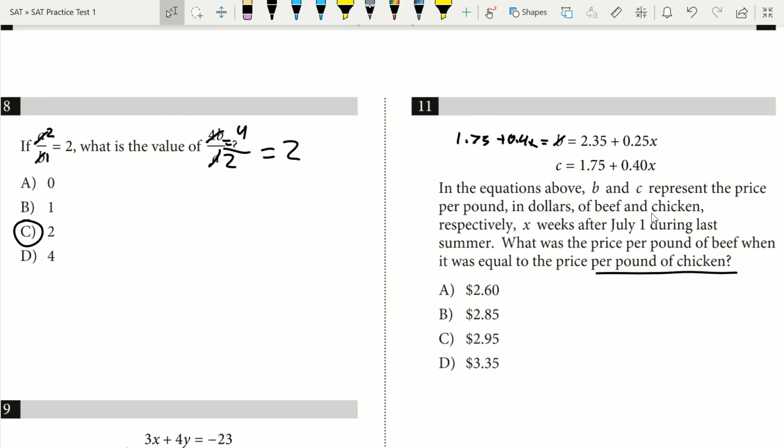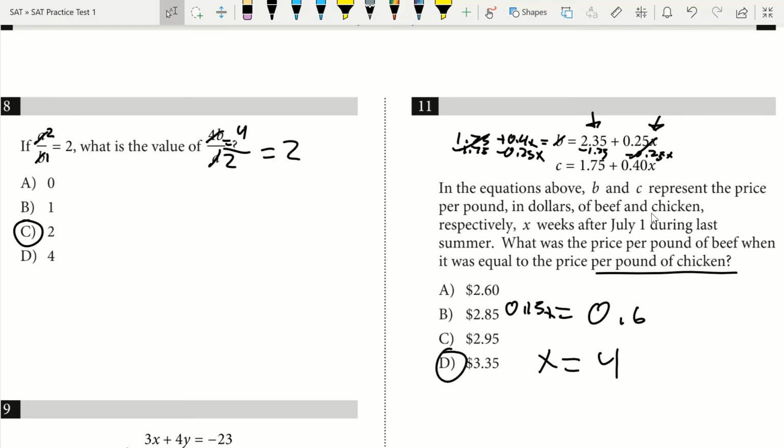So I'm going to go ahead and subtract 1.75 from each side. 2.35 minus 1.75 is going to give me 0.6, and then I'll subtract my 0.25x from each side. I do that, I get 0.4x minus 0.25x, that's going to give me 0.15x. I divide each side by 0.15, and that's going to give me x equals 4. I plug 4 in then for x, right here. 0.25 times 4 gives me 1, so I have 1 plus 2.35, which will give me 3.35, so my answer there is going to be D.